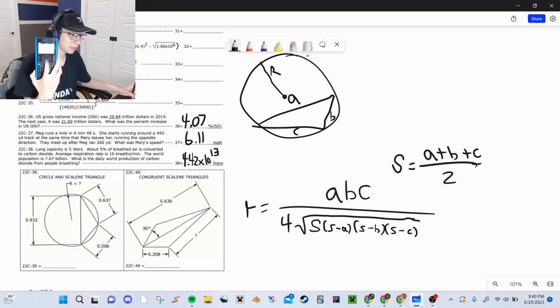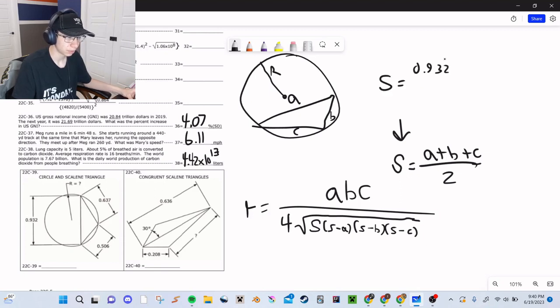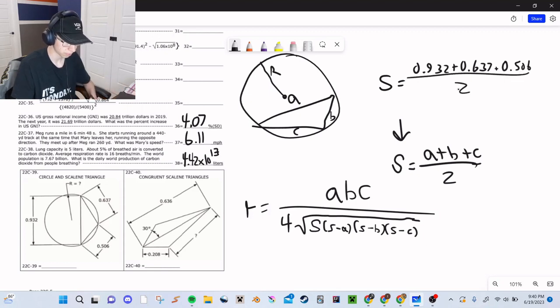So I have a program for this, so I have to look up the formula right now, because programs make this question way faster. But here's the formula, just so you know. So first let's get the semi-perimeter. So the semi-perimeter, S, is going to be equal to 0.932 plus 0.637 plus 0.506 over 2. So S is equal to 1.0375.